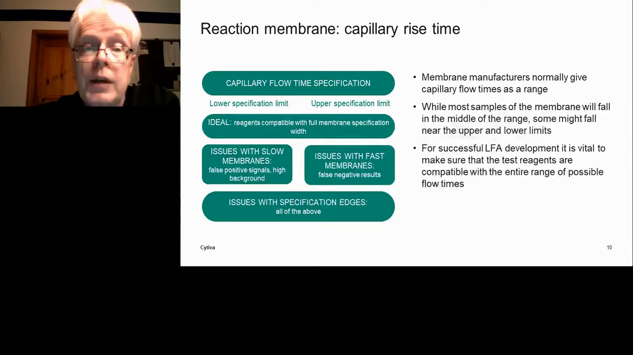What you should do is test membrane samples from both edges of the specifications, something that we call limiting samples, and look at the performance of your test. It might be that you have to select a different membrane grade if you run into trouble, or it might be that you will have to ask for a customized membrane, a membrane that works with your test and has its own capillary rise time specifications.